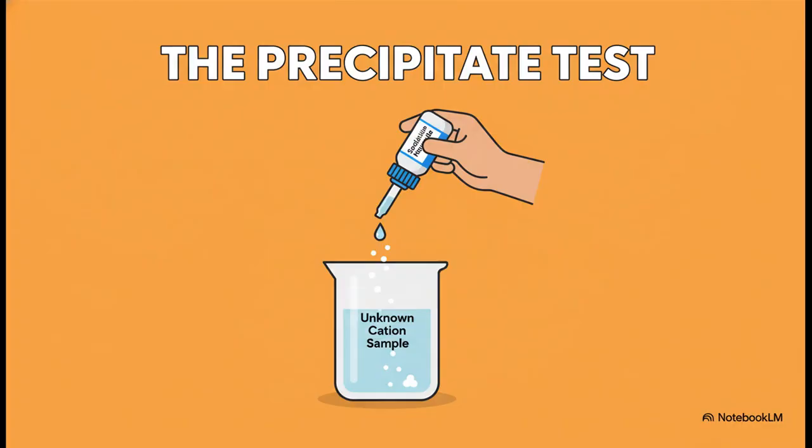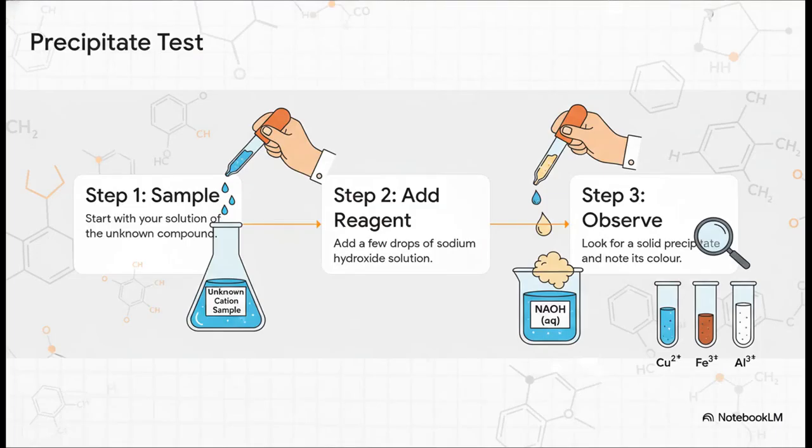And our next tool is the precipitate test. What we do here is add another chemical, sodium hydroxide solution, to our unknown sample. Now, if certain metal ions are in there, they'll react and form a solid that just falls right out of the solution. That solid is called a precipitate, and its color is our next big clue. And the process couldn't be simpler, really. You take your sample, you add just a few drops of sodium hydroxide, and then you watch. You're looking for a solid to form, and you're paying really close attention to what color it is.